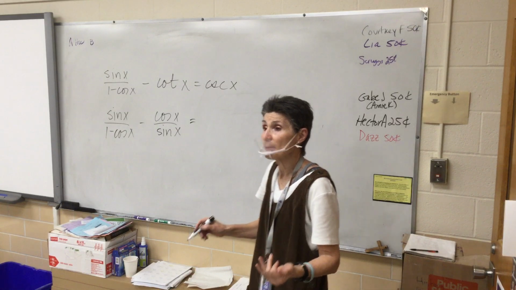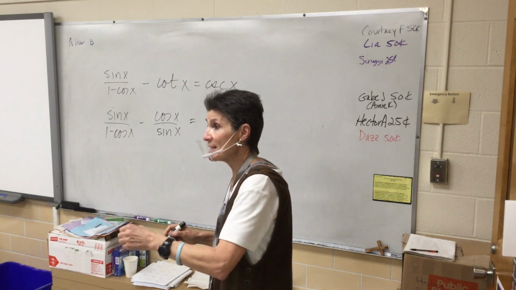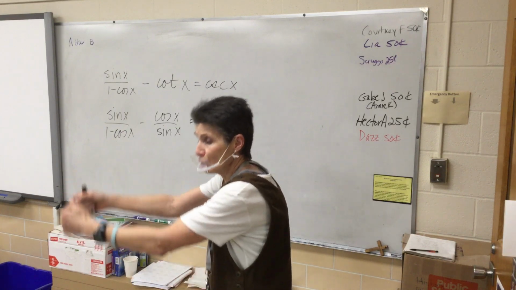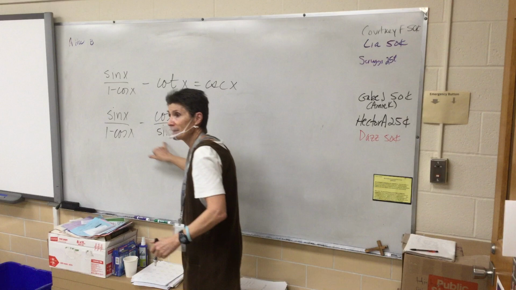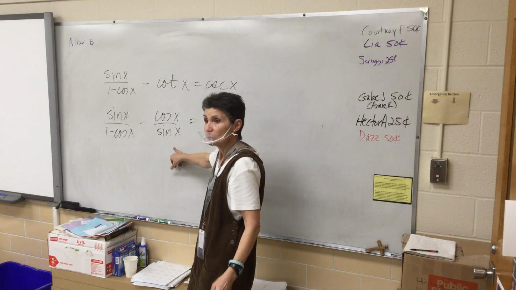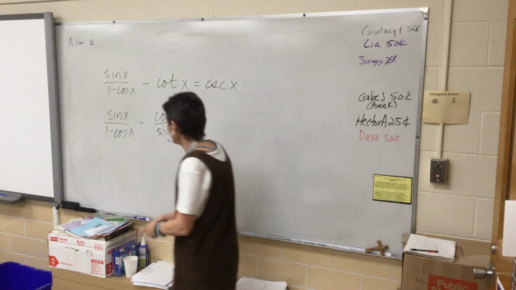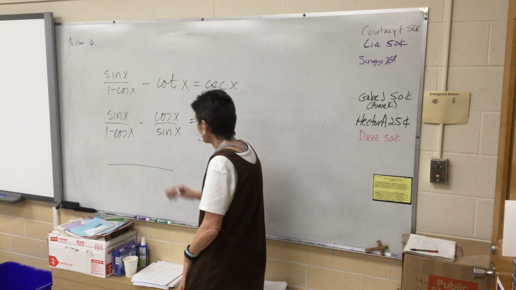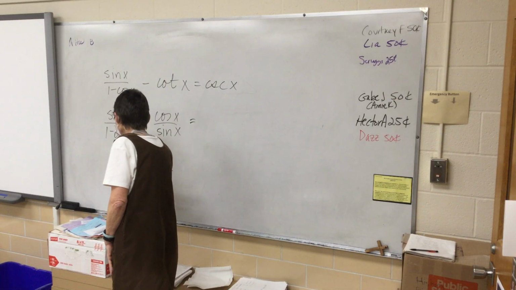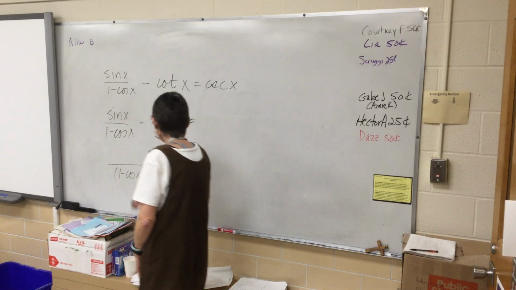Now the next step becomes obvious. Usually after you do the first thing, you kind of get the flow going. What do I have here? This is a fraction minus a fraction. What do I do when I have to subtract fractions? You find a common denominator. So you're going to write this as 1 fraction. And the common denominator is going to be 1 minus cosine times sine. That's your common denominator.